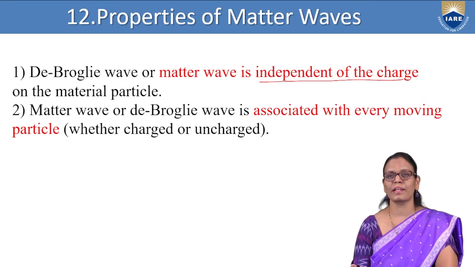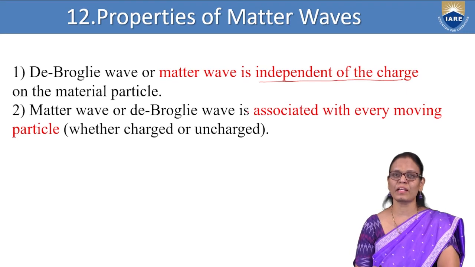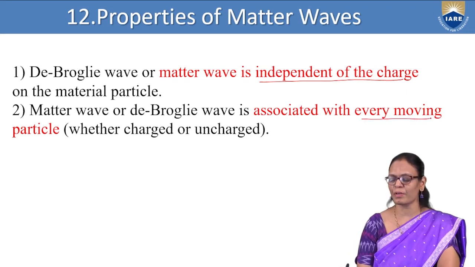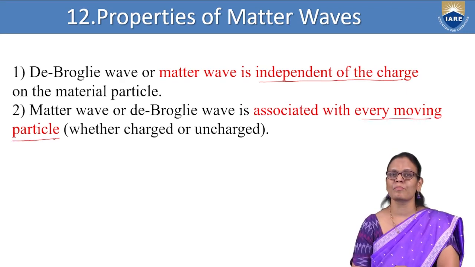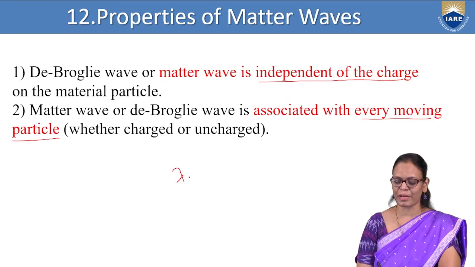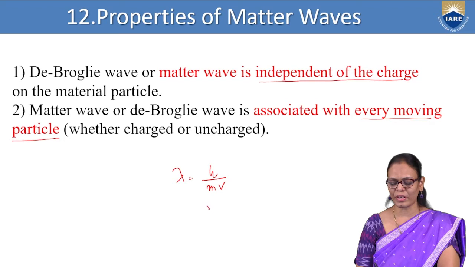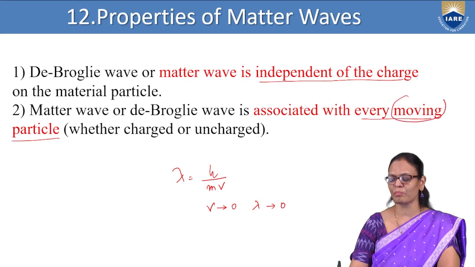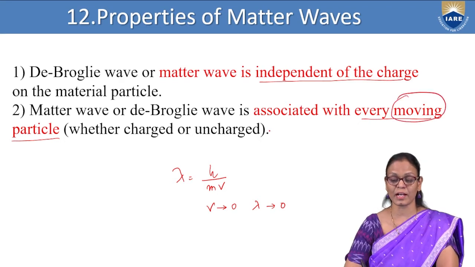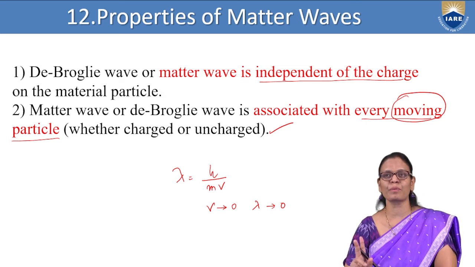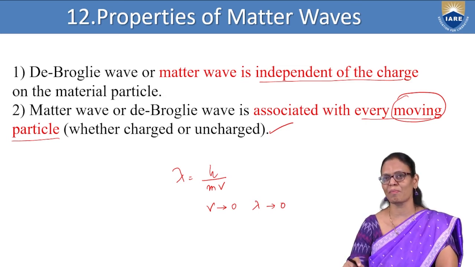So they are not electromagnetic waves, we say. And the de Broglie wave is associated with every moving particle. Because when we are talking about λ = h/mv, if the velocity is 0, λ will be equal to 0. So only with moving particles it is associated, whether they are charged or uncharged. So these are two very important properties of matter waves.